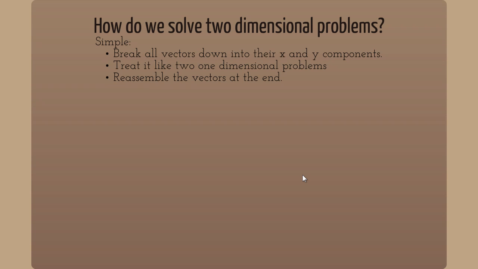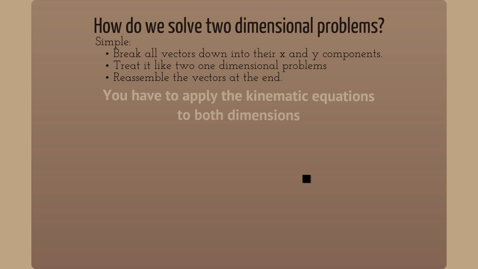In one case, in the x direction, there is no acceleration. And in the other case, in the y direction, there is an acceleration, and it's equal to negative 9.81 meters per second squared, or 9.81 meters per second squared down. And that's the free fall acceleration of gravity. Once we get to the end, we can reassemble the vectors to get our final total velocity. Or usually what we try and find is how far the object falls, or how far from the start it actually moves horizontally. And so we have to apply our kinematic equations in both dimensions.